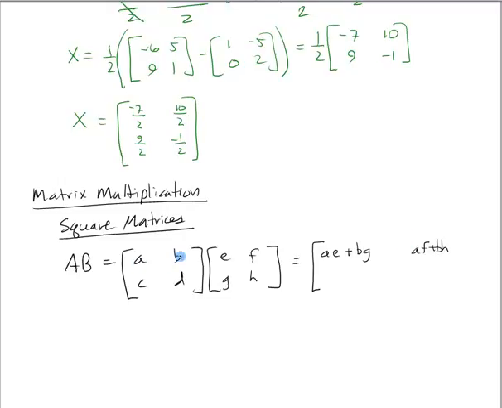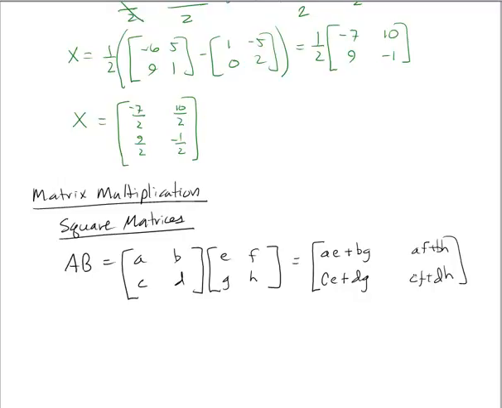Now we're done using this first row. Let's go to the second row. In a similar manner, you take the second row times the first column. That will be CE plus DG. That's the first element of the second row. Next we'll have CF plus DH. So whatever those elements are for A through H, I would multiply them and add them in this fashion, and that would give me my solution matrix.